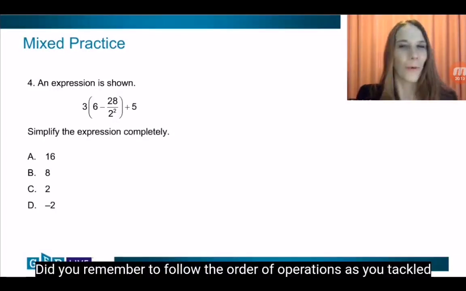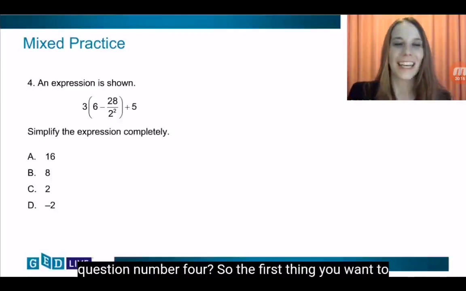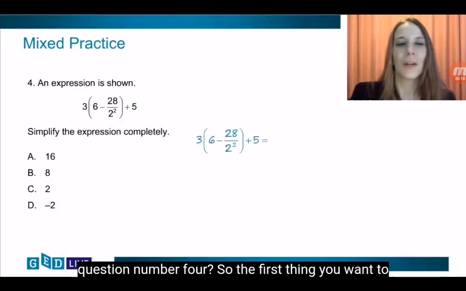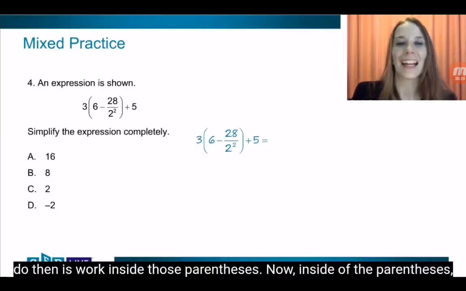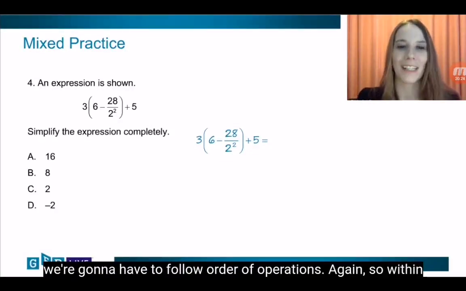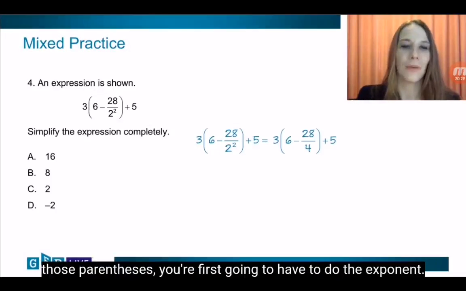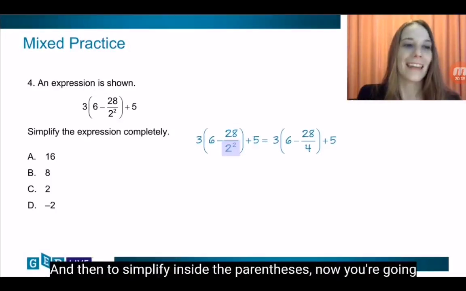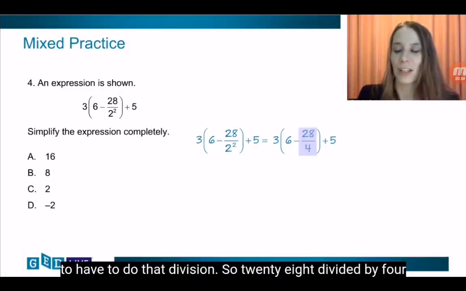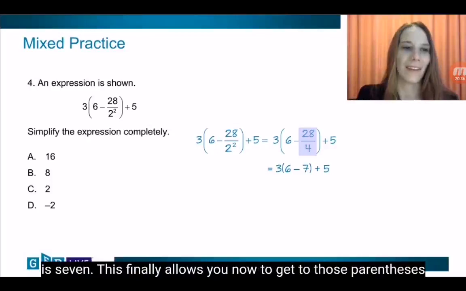Did you remember to follow the order of operations as you tackled question number 4? So the first thing you want to do then is work inside those parentheses. Now, inside the parentheses, we're going to have to follow order of operations again. So within those parentheses, you're first going to have to do the exponent. And then to simplify inside the parentheses, now you're going to have to do that division. So 28 divided by 4 is 7.